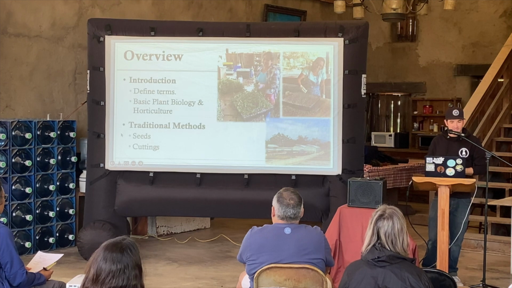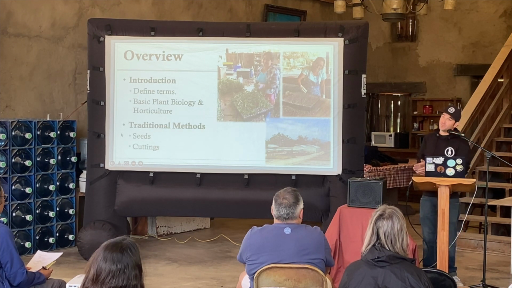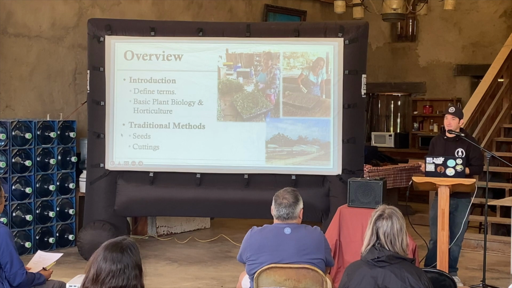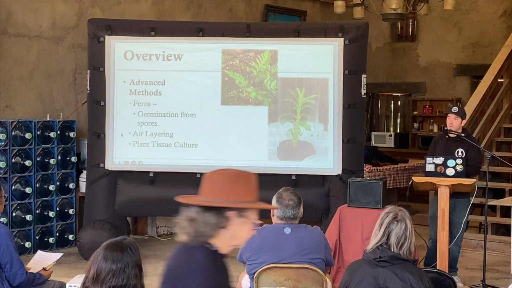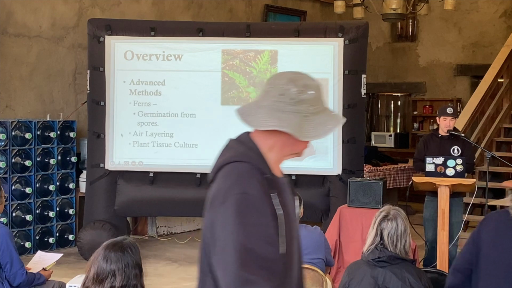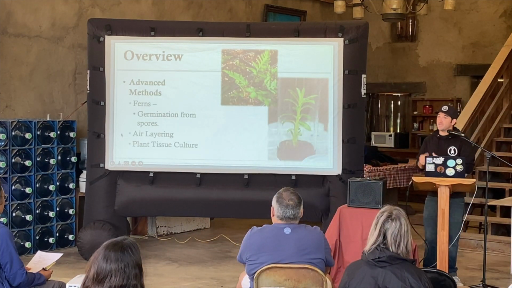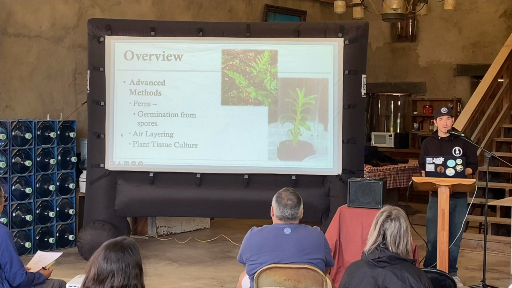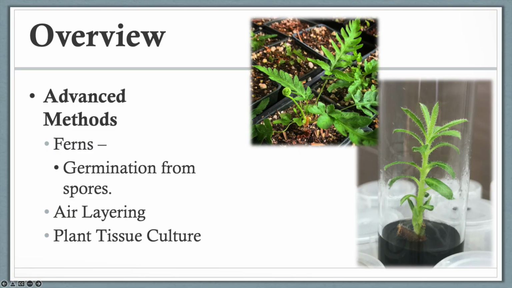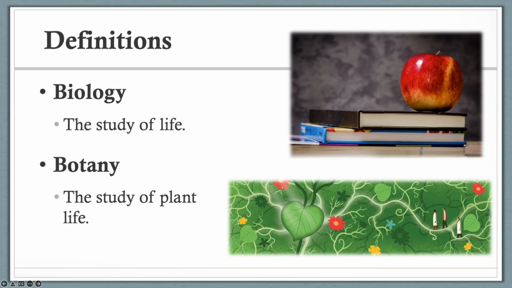Then I'm going to go over some of the basics and the different traditional methods of growing native plants or plants in general, and then also go into some advanced methods. So there's the traditional methods of growing from seeds or cuttings. That's what people are more commonly familiar with. But there are some more advanced methods when those are more challenging. So things like growing ferns from spores or air layering, and I'll get into all these topics, and then something that I've been really working on lately, which is plant tissue culture, and I'll get into what the specifics are on that. So what is biology?